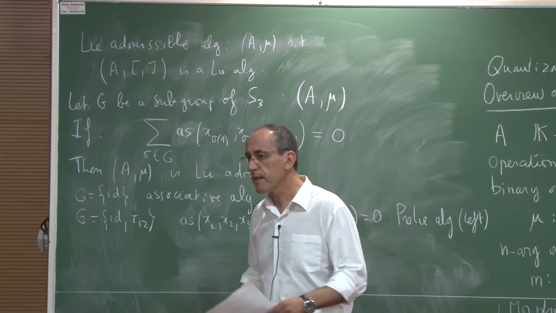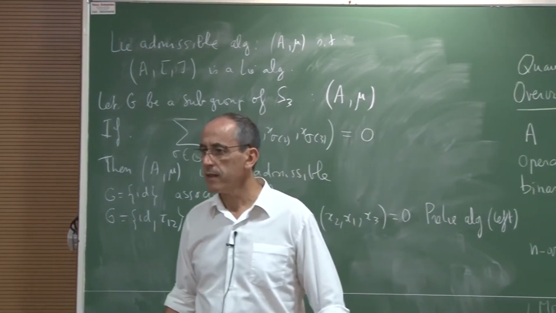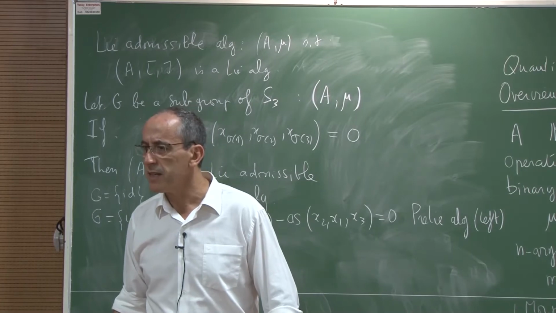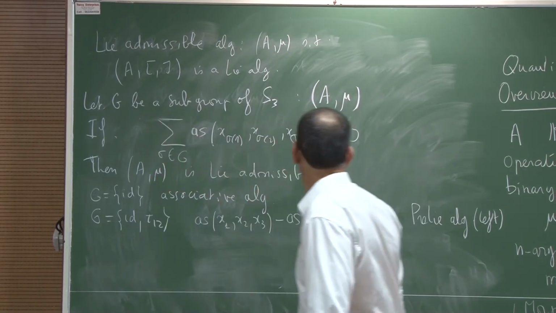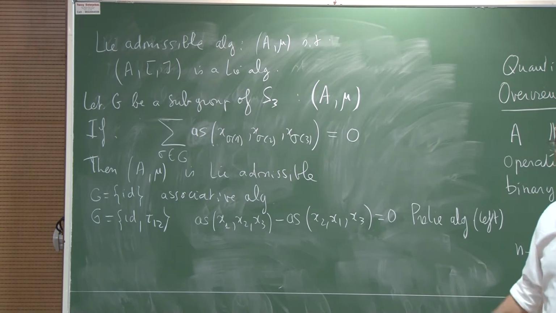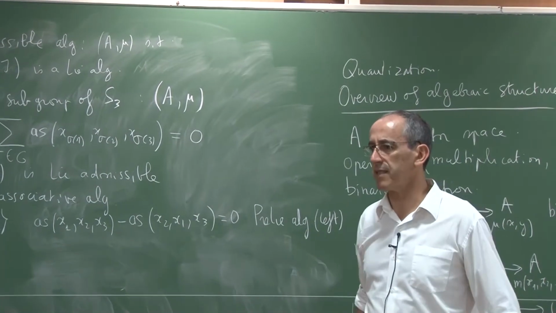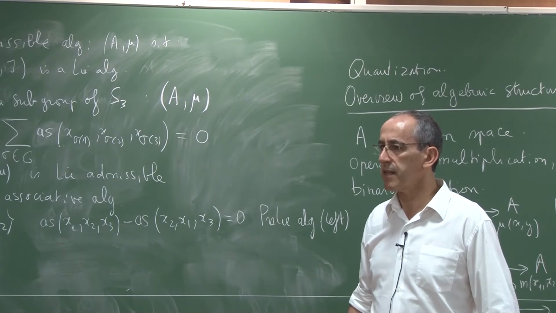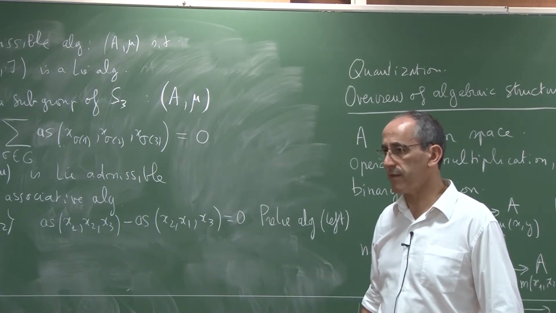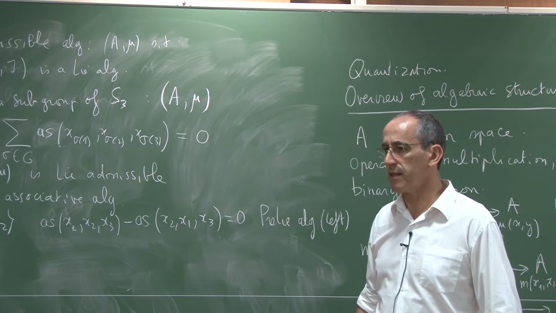So is a multiplicative identity being assumed? Sorry? Is a unit element being assumed in the algebra? For the moment I don't assume that the associative algebra is unital, but we can add it. So we don't need the unit element for Lie admissible algebras? We don't have it, as for the algebra.